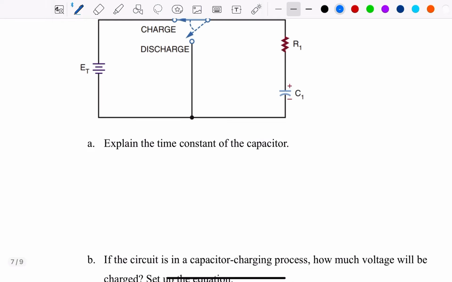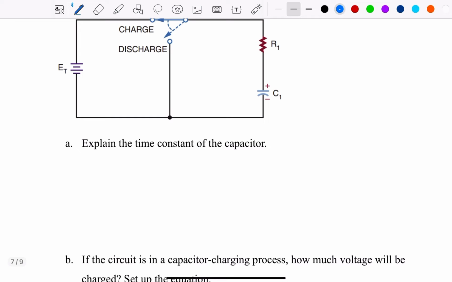First question is: explain the time constant of the capacitor. What is the time constant? Most students will answer just two numbers, 63.2 and 36.8. Don't say it like that. I'll say the definition again, so please remember it.